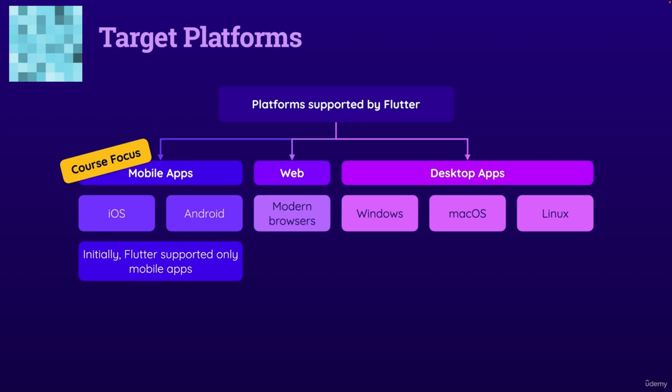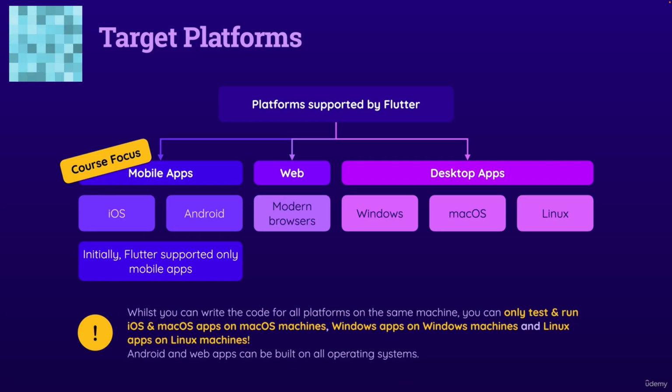Now, what's really important to understand and know regarding these target platforms is that you can, of course, write the code for all platforms, no matter on which machine you are, because it's one shared code base, it's one code for all these platforms. But when it comes to then actually producing these translated code packages for the different target platforms, you have some restrictions. Most importantly, you can only test and run iOS and macOS apps on macOS machines, Windows apps on Windows machines, and Linux apps on Linux machines.